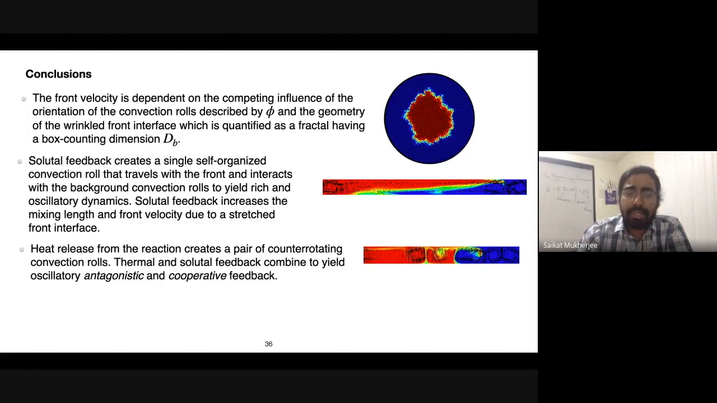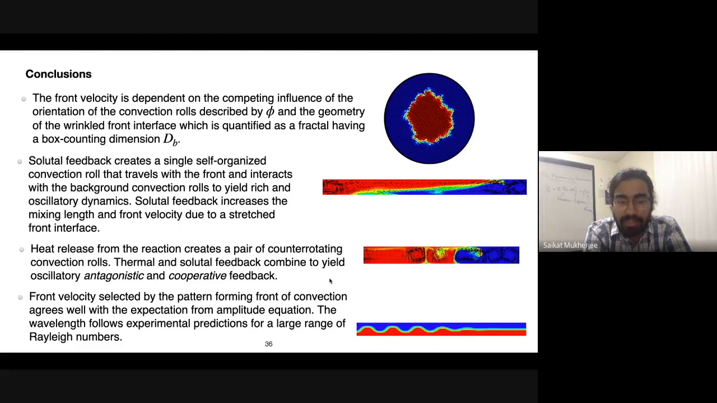which can create a pair of contradictory convection rules, and these two feedbacks can occur together to yield oscillatory, antagonistic and cooperative feedback. And lastly, we also studied pattern-forming trunks in convection rules, and we studied this in a larger range of Rayleigh numbers than has been studied in the literature.